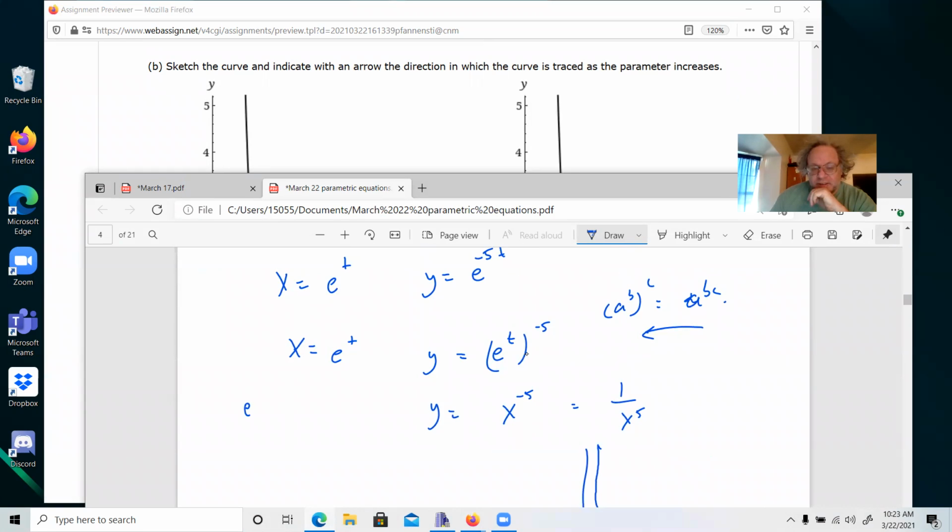So how about we set t equal to 0? Okay, then we get e to the 0, which is 1, and we get y equals e to the 0, which is 1.